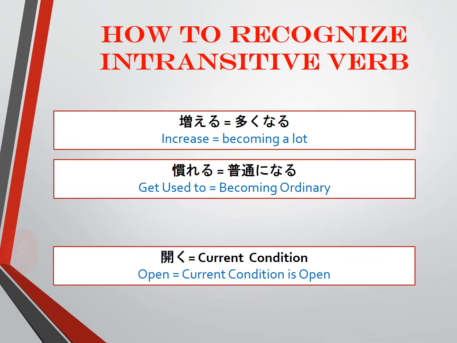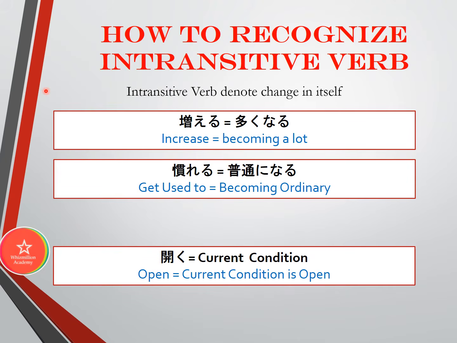By now, I'm sure you realize that to make a causative verb sentence, we need to know which verb is intransitive and which verb is transitive. There's a secret formula where you can recognize the intransitive verb, by understanding that intransitive verbs have two characteristics. The first characteristic is that an intransitive verb changes in itself. For example, increase, fueru. Fueru in itself already explains a change. Fueru, in other words, is oku naru.